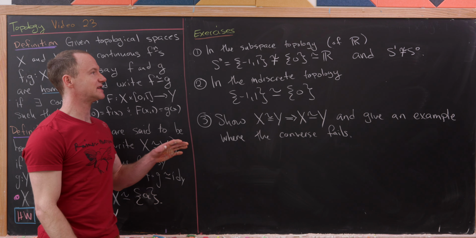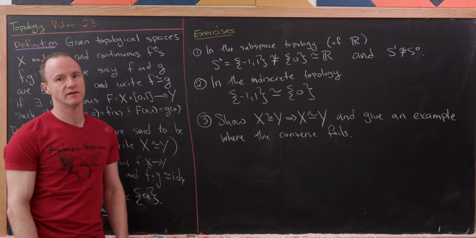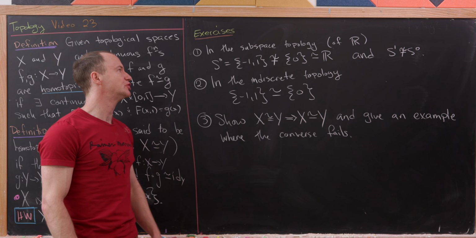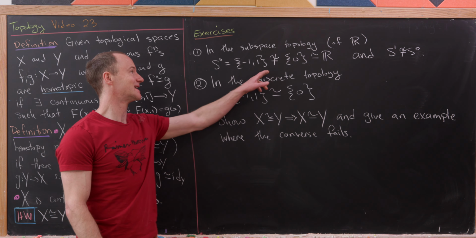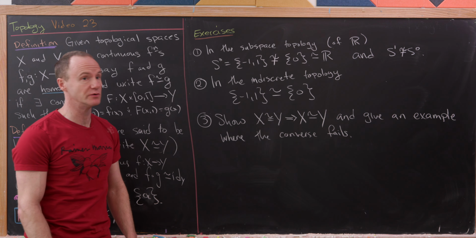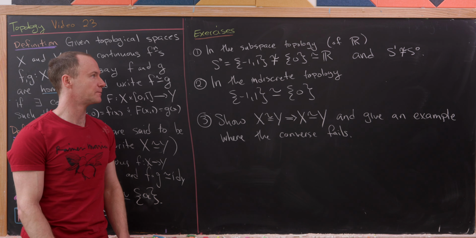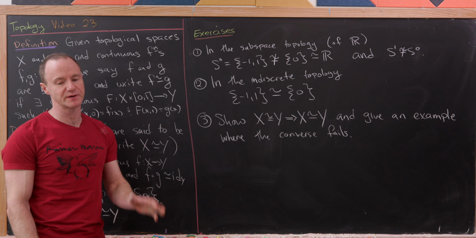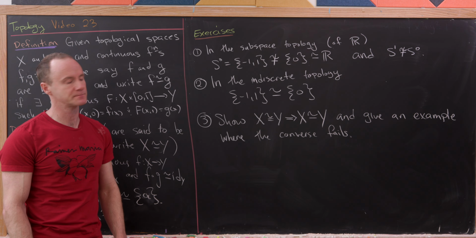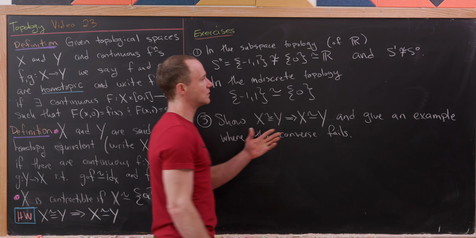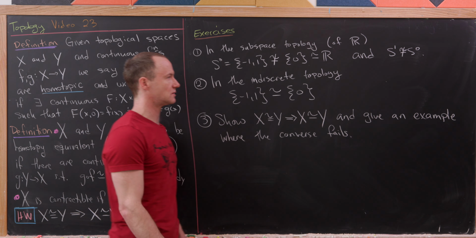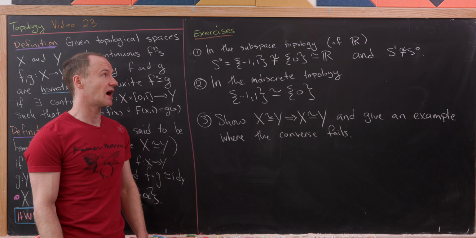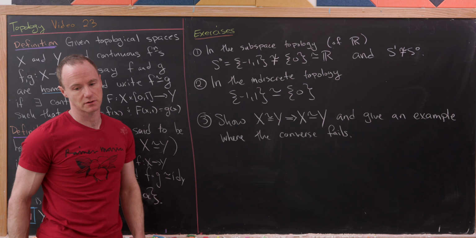So the first is, in the subspace topology of R, the 0 circle, which is really just the 2 points, -1 and 1, is not homotopic to the singleton 0. But the singleton 0 is homotopic to R because we know that R is contractible. And then, also let's show that the 1 circle, which lives in R2 with the subspace topology, is not homotopic to the 0 circle.